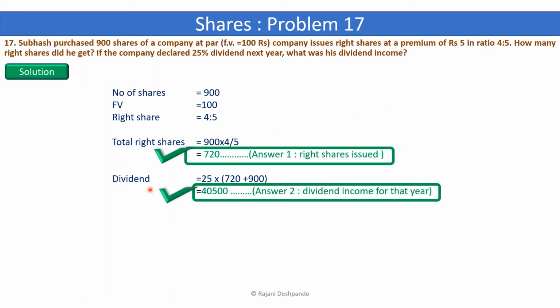So he gets a dividend of 25. So 25% is the dividend, 25% on the total number of shares. So that is 40,500, because 25% is rupees 25, as the face value is 100. So directly 25 into total number of shares will give you 40,500 as the dividend.